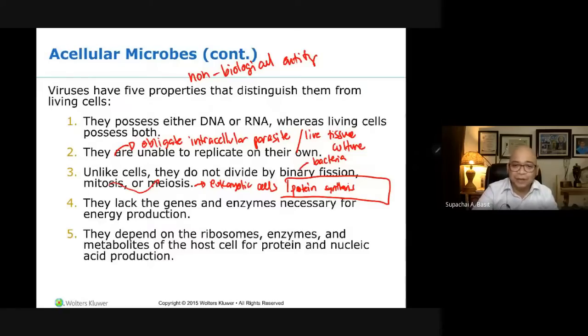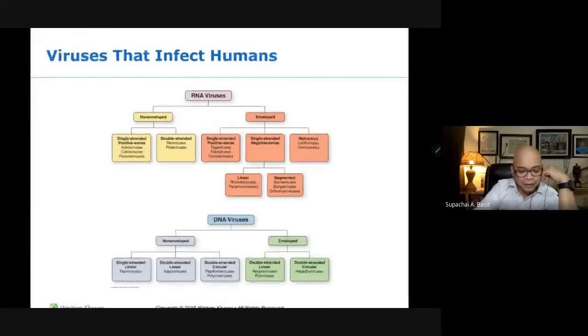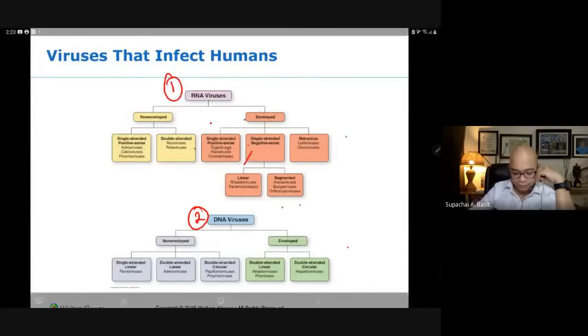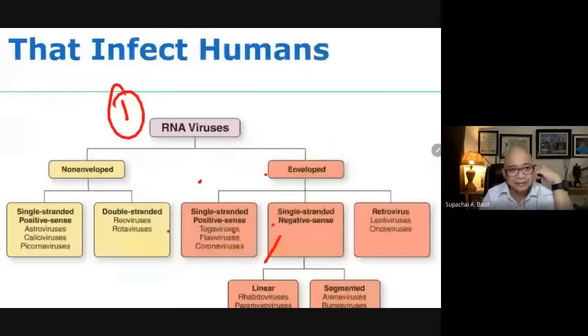So that's the reason why, as what I told you before, they are important. They actually rely on the genetic machinery of the host for protein synthesis. So this is how we classify viruses. There are two major classifications of viruses. We have the RNA viruses, and then we have the DNA viruses.